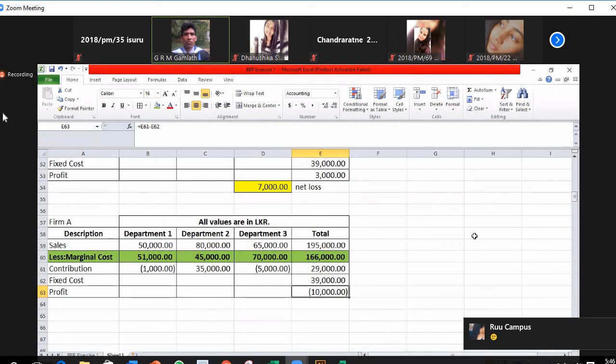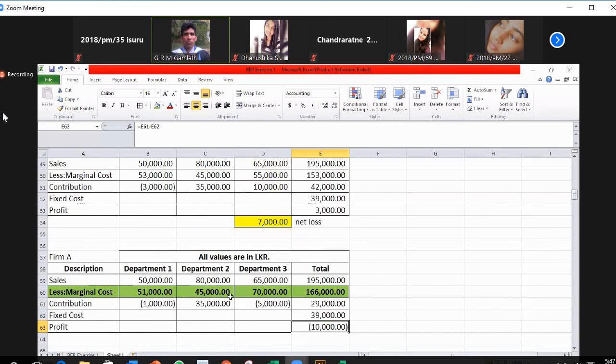Then what about Department C? Anushika? Department C's negative contribution is much more than Department 1. So then, Department 3 should be discontinued. Should be discontinued, but the thing is, we can cover it, now that Department 3 and Department 1 are also negative, right?